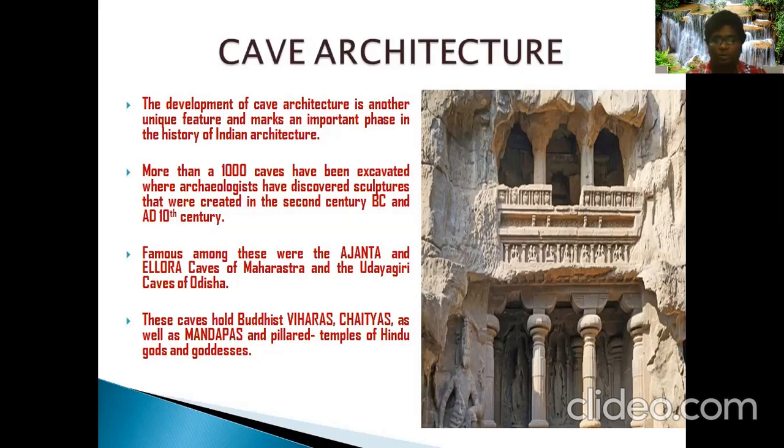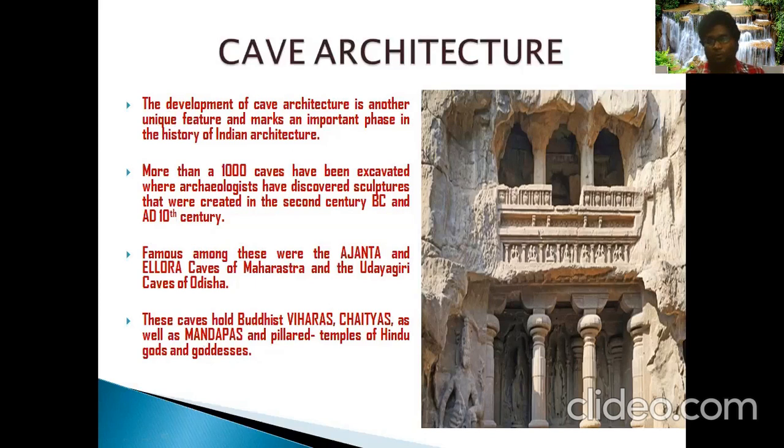These caves hold Buddhist viharas, chaityas, as well as mandapas and pillar temples of Hindu gods and goddesses. So what is the main intention behind this cave architecture? They were made for Buddhist people. They have viharas and chaityas, as well as mandapas where they can rest, and pillars from pillar temples of Hindu gods and goddesses. This is what we find when it comes to cave architecture.